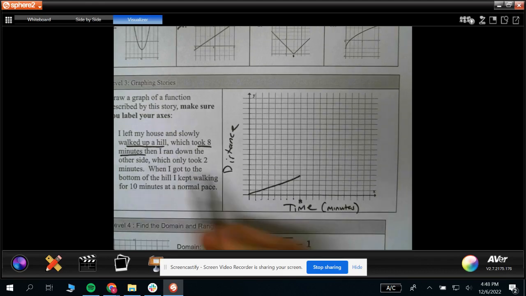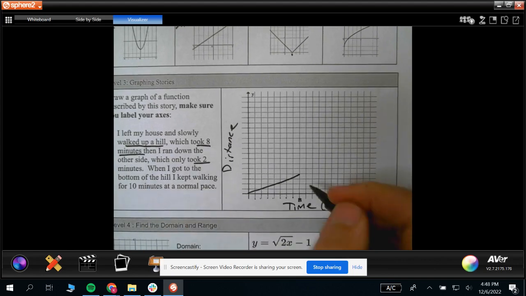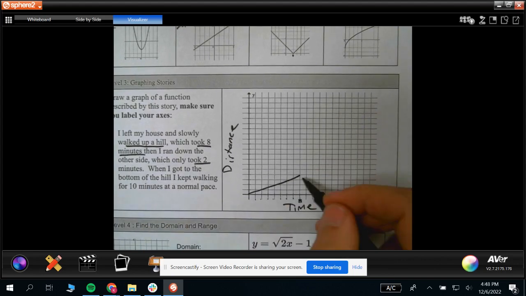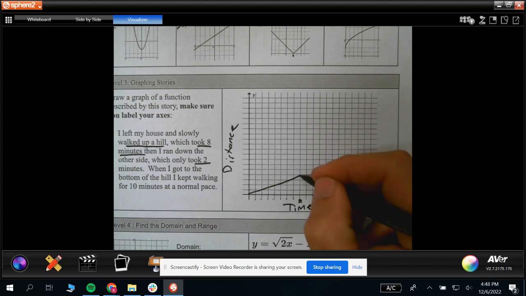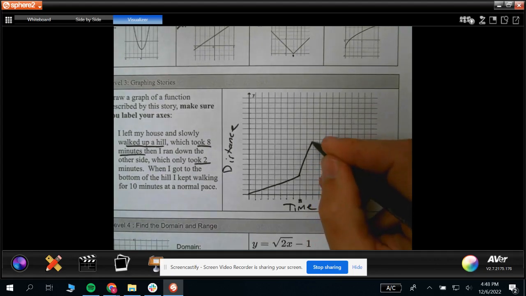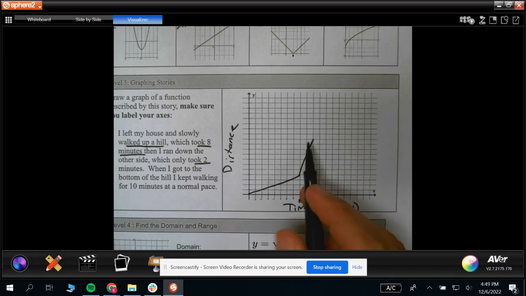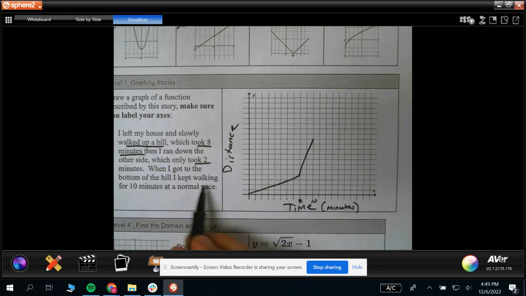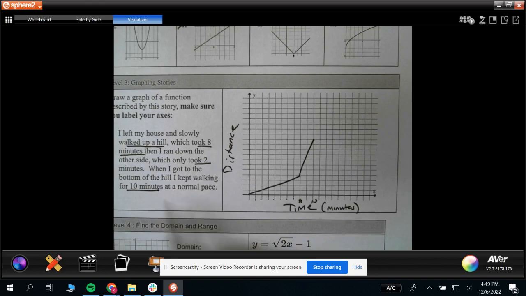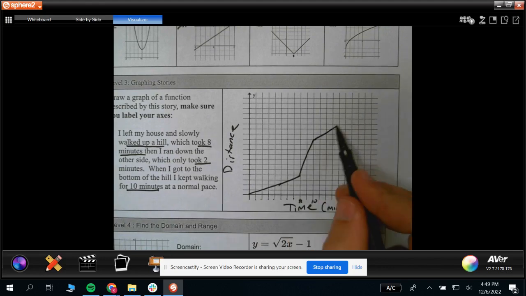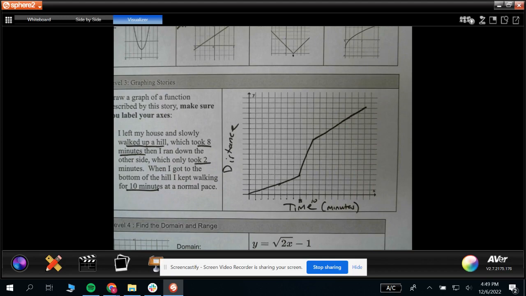Then I ran down the other side, which only took 2 minutes. Now, if you're running, are you going to cover a lot of distance or a little bit? Running, you're going to cover a lot. Let's do that. So there's 2 minutes, 9, 10, and we ran a lot of distance. When I got to the bottom of the hill, I kept walking for 10 minutes at a normal pace, somewhere between this one and this one. This was slow walking, this was running. So another 10 minutes might be something like that.